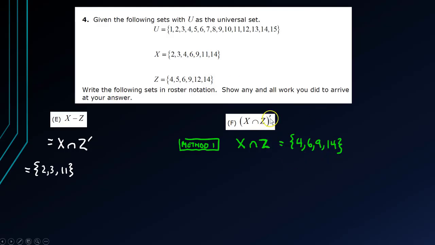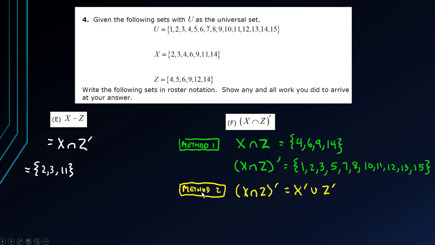And then when I do the prime of that, the elements that are not in that, I'm just going to go to the universal set and name anything that's not in here. So basically, I would go to this universal set, get rid of the 4, get rid of the 6, get rid of the 9, and get rid of the 14. And I'd be left with this list here: 1, 2, 3, 5, 7, 8, 10, 11, 12, 13, 15.